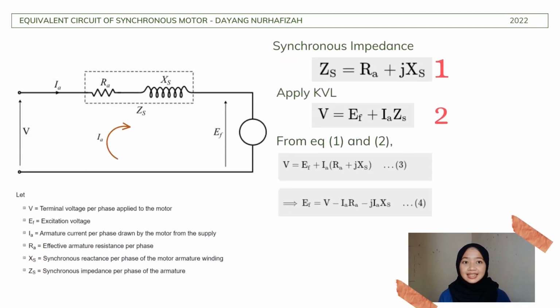From the first and the second equation, we get the third equation, where we substitute the value of ZS from the first equation into the second equation, and that is how we get V equals EF plus IA multiplied by (RA plus jXS). Then, when we rearrange the equation, we get the fourth equation, which is EF equals V minus IA RA minus jIA XS.